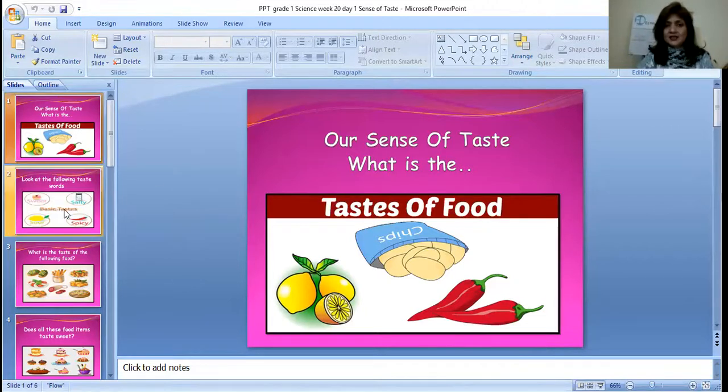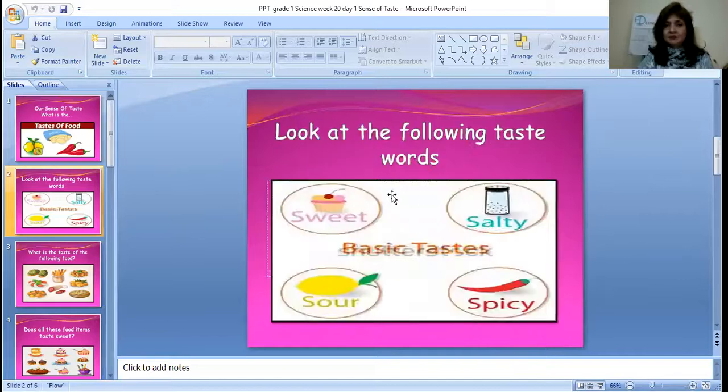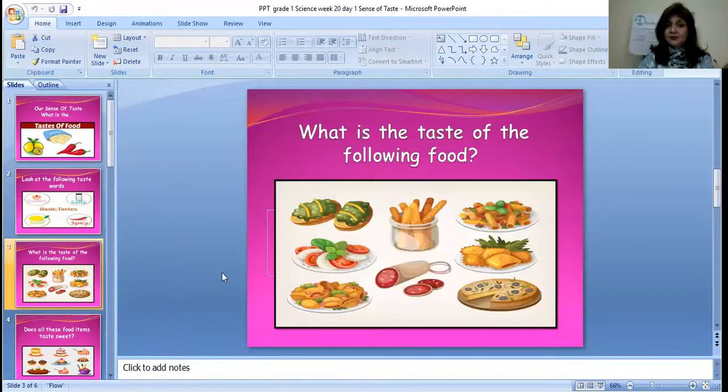So you can see, class, that we have these taste words: sweet, salty, sour, spicy, and there is also one more, and that is bitter. Now, what is the taste of this food? You can say here, this is some kind of open sandwich. You can say salty. These are pastas or macaronis. You can say salty and spicy. These are biscuits. These are also salty. Pizza, salty and spicy. All right.